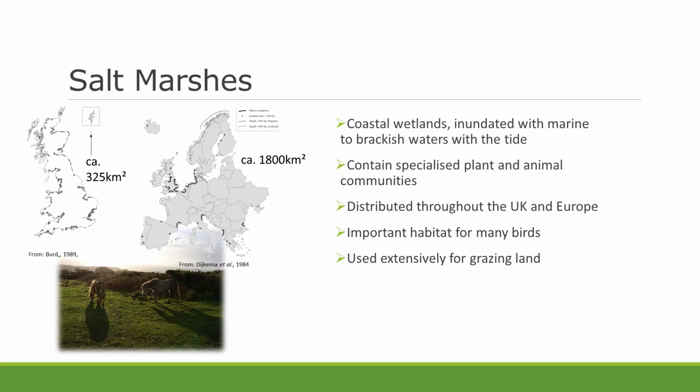Firstly, for those of you who might be unfamiliar with salt marshes, they are a coastal wetland that becomes inundated with the tide. They are a form of habitat home to a variety of specialised plants and animal species and are distributed widely around the UK as well as around Europe, as you can see in the figure. In addition, they are used extensively for grazing of livestock to provide a source of premium quality meat.